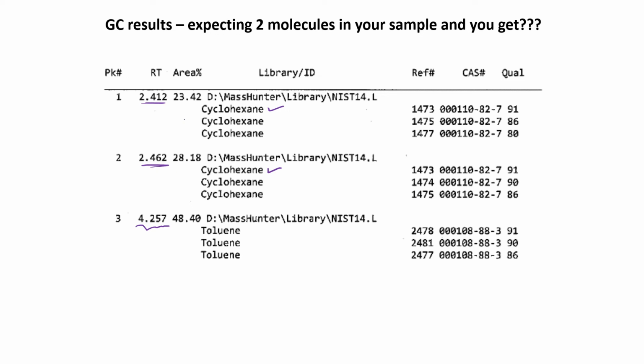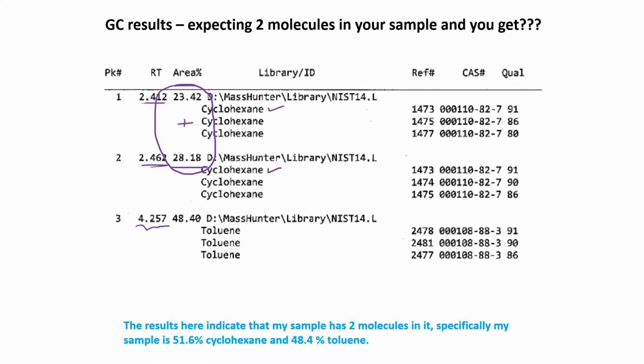So in this case, my total amount of cyclohexane would actually be the sum of 23.42 and 28.18. So my conclusion from this would be that my sample does have two molecules in it because two of the peaks were the same. Specifically, I have 51.6% cyclohexane and 48.4% toluene.